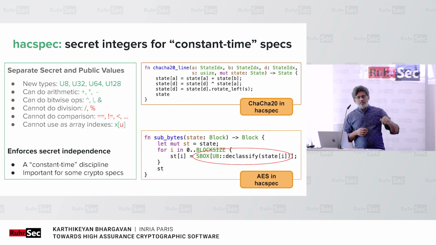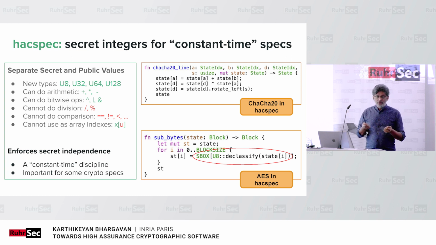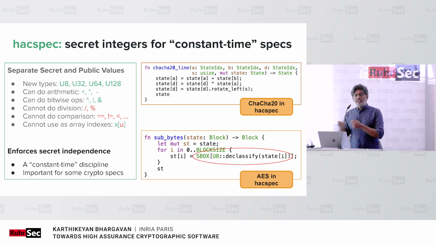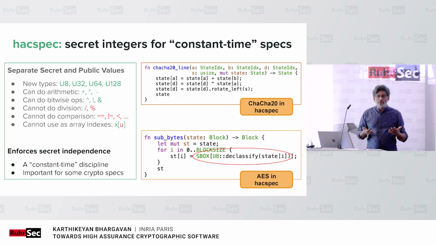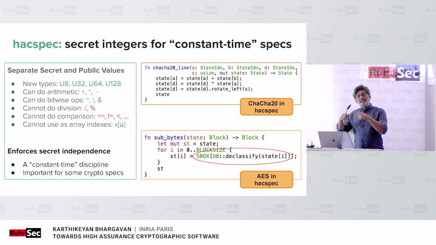Whereas in AES, the place where you access the S box, you'll say, if I have a secret integer here, which you do, and I'm trying to use that as an index into the array, the Rust type checker will say, sorry, there is no such method on this secret integer, so you cannot do this. So you'll have to explicitly declassify it before you use it, even in the spec.